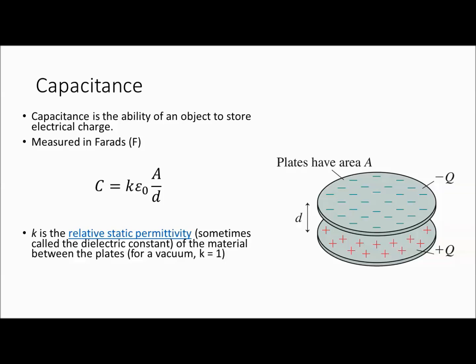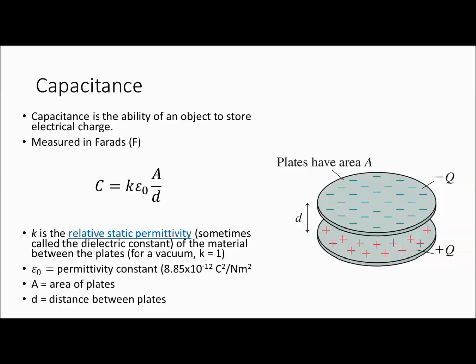K is just a constant called the relative static permittivity. Sometimes we call it the dielectric constant. For most problems, unless we say otherwise, K is just equal to 1. For vacuum, it's 1. For air, it's very close to 1. But if we put a dielectric in between the capacitor, we'll talk about that in a few slides, then we do change the value of K. And epsilon naught is the permittivity constant, which is given on your equation sheet. A is the area of the plates, and D is the distance between the plates.